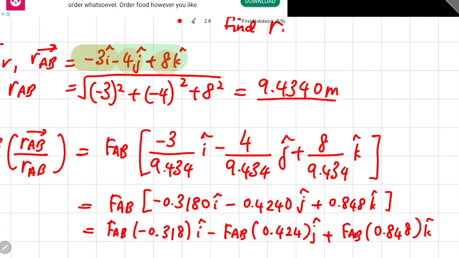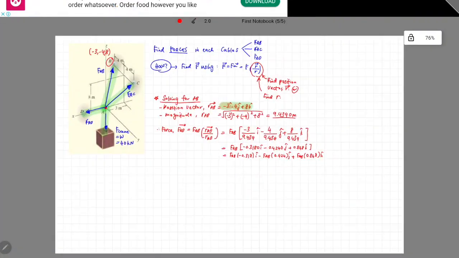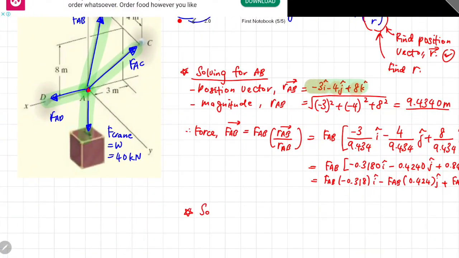Okay, nampak banyak sangat numbers dekat sini kan? Okay, relax, chill, jangan panik, pegang dada, you cakap all is well, all is well. At this point, you just leave this equation as it is. You proceed in solving for the AC cable pula.